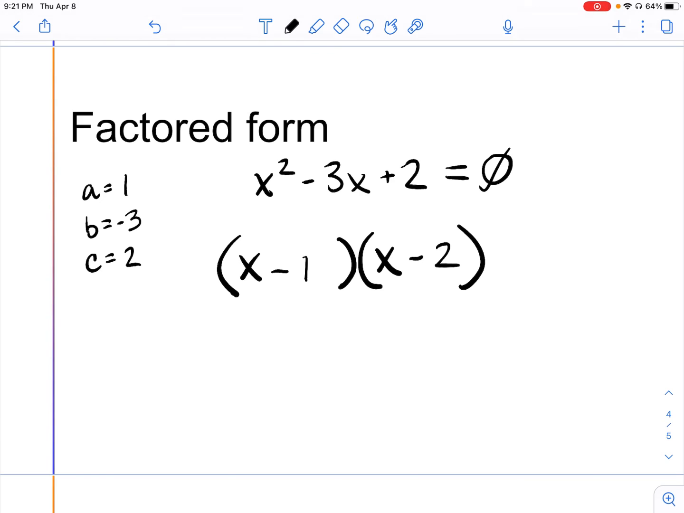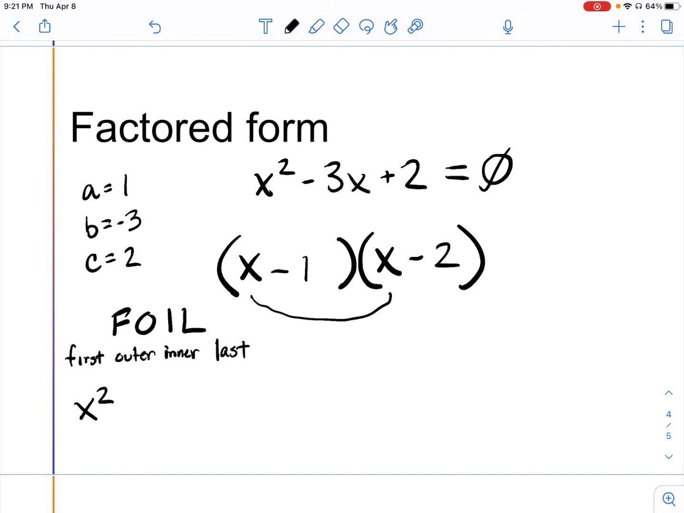Well, where this comes from is, if I work this backwards, there's something called FOIL. And FOIL stands for first, outer, inner, last. So my first terms are x and x. So I multiply x times x, which is x squared. So that's F. My second, or my outer terms, are x and negative 2. So if I multiply x times negative 2, I get negative 2x.